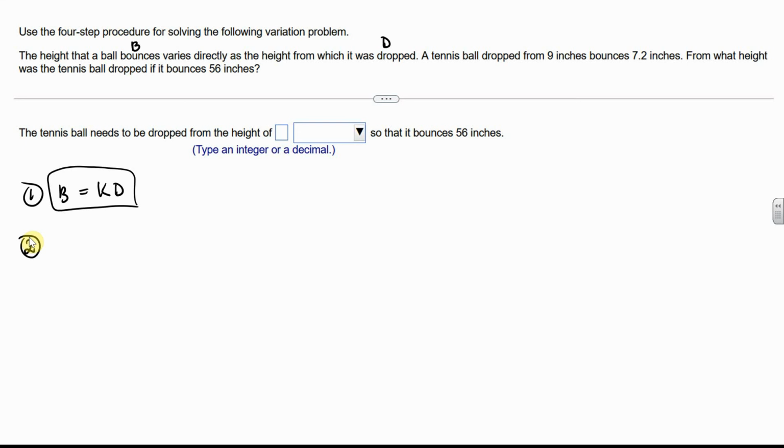Step number 2. A tennis ball dropped. See how I put my letters together? When I see drop, that's d, so I'm going to replace the d with that 9 inches. And it bounces, b for bounces, 7.2. So I get 7.2 is equal to k times 9. They give us that so we can solve for k.